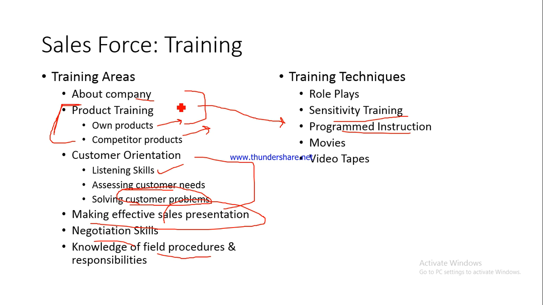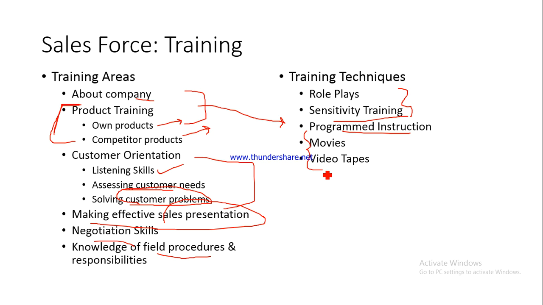For example, knowledge about the company, knowledge about the features in your own product and the rival product. So for them, programmed instructions are more useful, while role plays and sensitivity training are more useful for softer skills like customer orientation and negotiation skills. Then movies or videotapes can also be played for the sales force so that they can understand how selling has to be done, and what is the right appropriate method of making the sales, and what is not so appropriate method of making the sales.